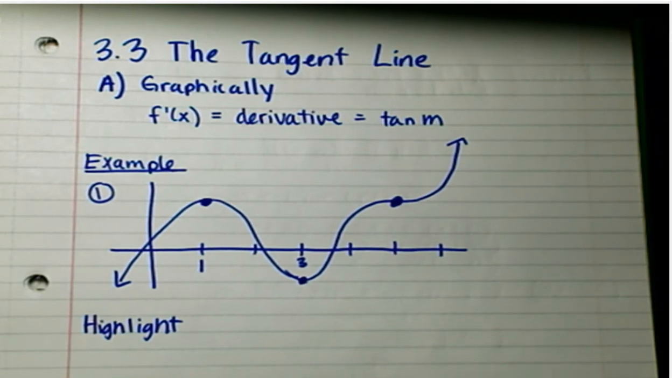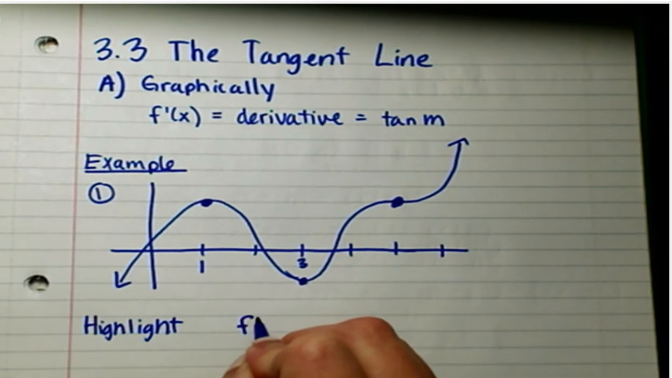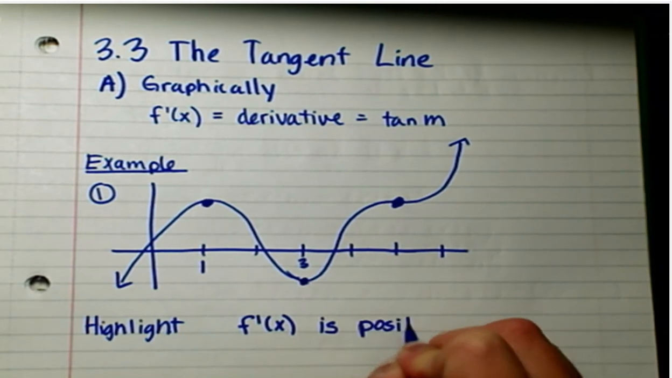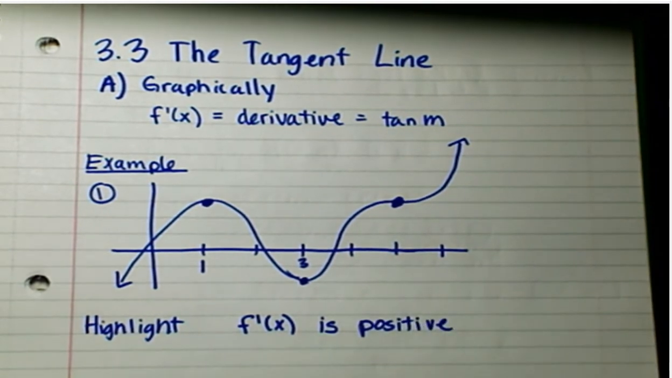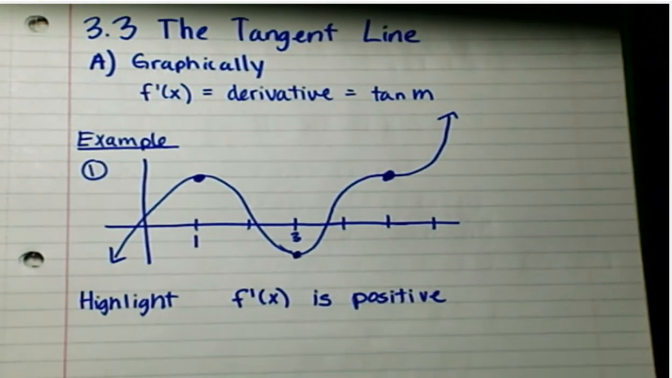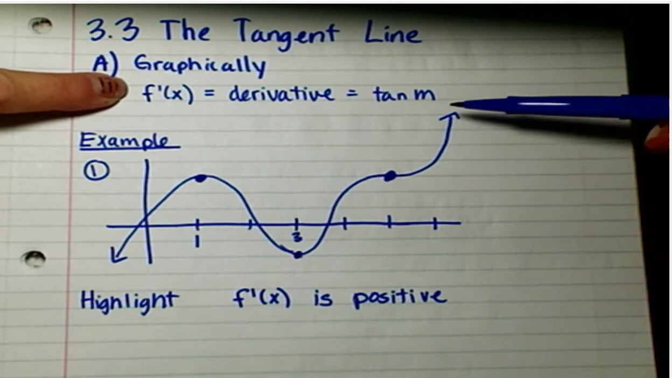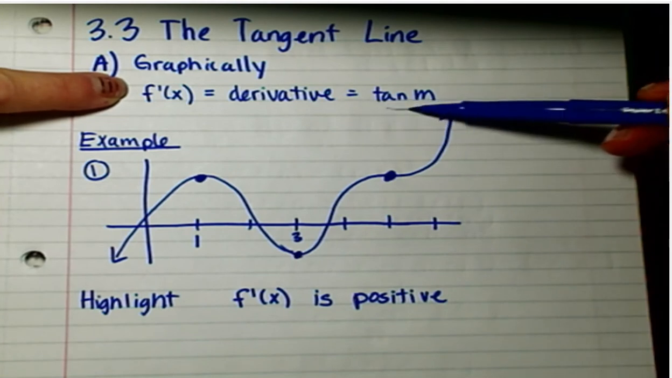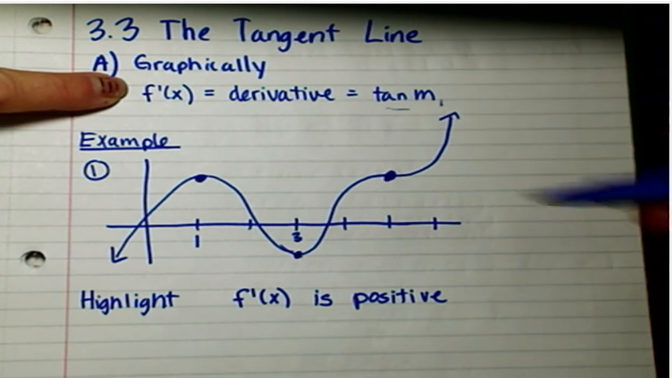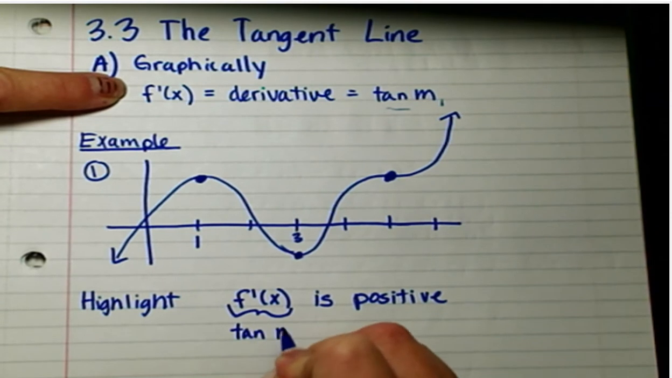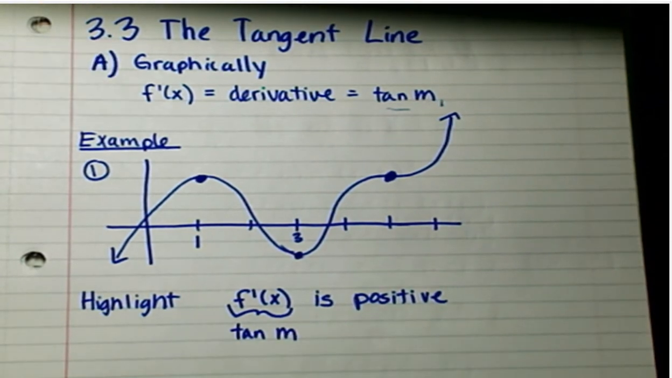First thing I'm going to look for: f prime of x is positive. I want to know where on this graph that f prime of x is positive. These are the things that I can interchange with f prime. Because I'm looking at a picture, I want to go for the one that's a little more visual, which is tangent slope. So instead of saying f prime, I'm going to say, where is tangent slope positive? And that's what I'm going to look for.